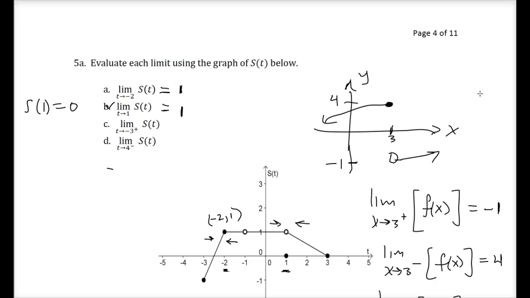Sorry about that, y'all. So for our next one, we see here that we have what is the behavior of the function s of t as t approaches -3 from the right. Okay. Now, if we're looking at -3 here, from the right is looking at it this way. And so from the right, we actually do have a function here. And we see that as we continue to get closer and closer to x equals -3 from the right, the y value is approaching -1.